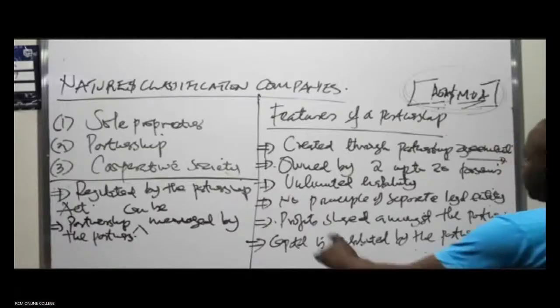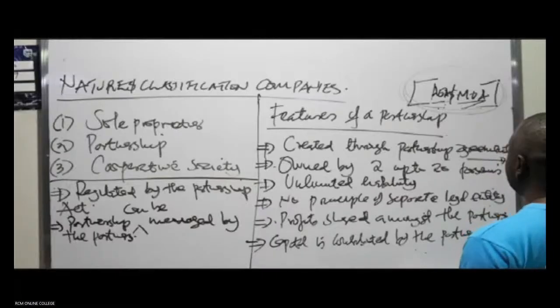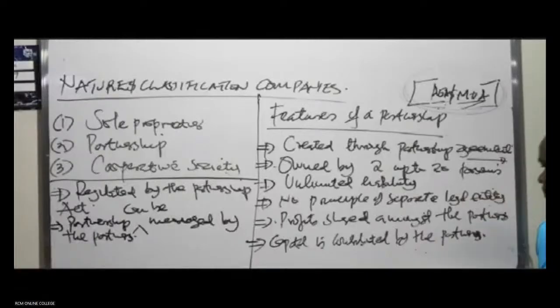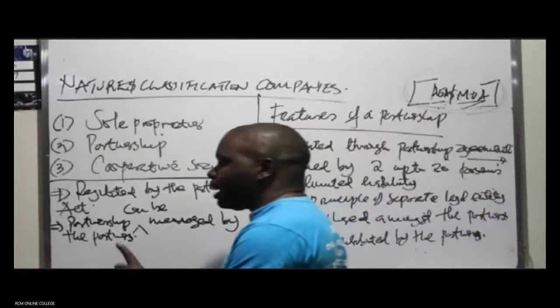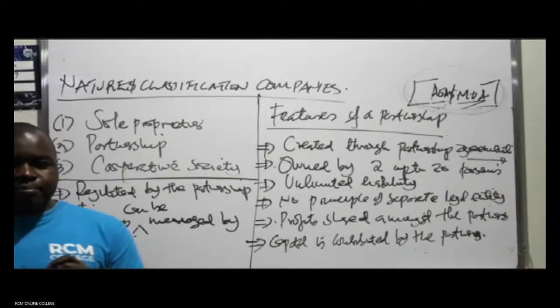When you look at this one, Zipporah, are you seeing a difference? Obviously it is there. A partnership is owned by 2 up to 20 persons. What about a company? If it's a private company, 1 up to 50. If it's a public company, a minimum of 2, and there's no set maximum limit.